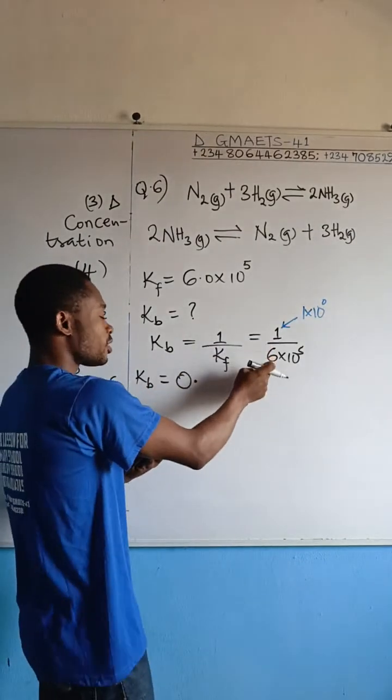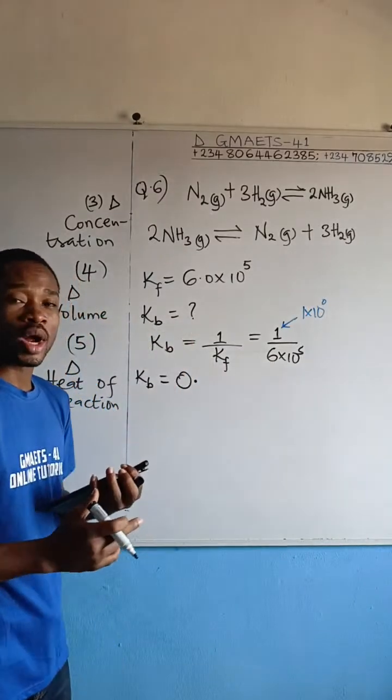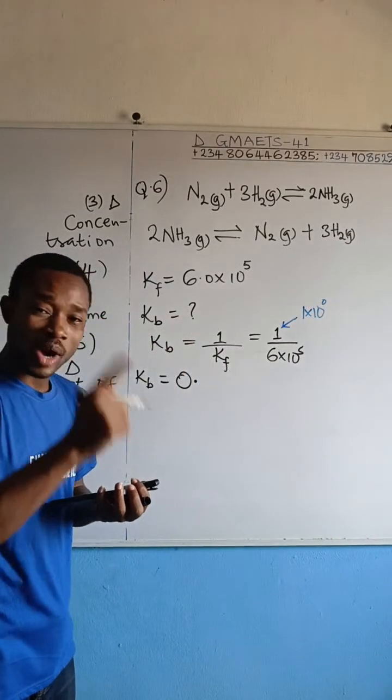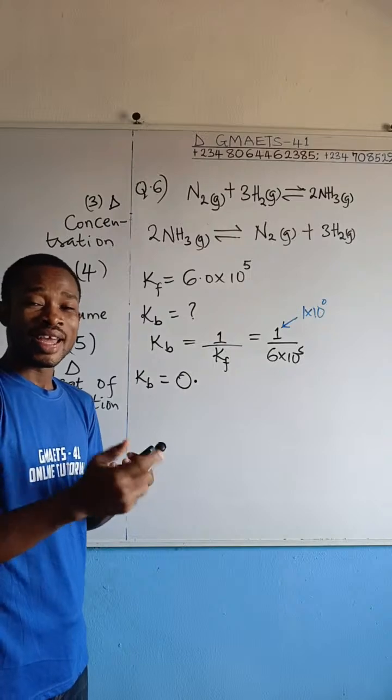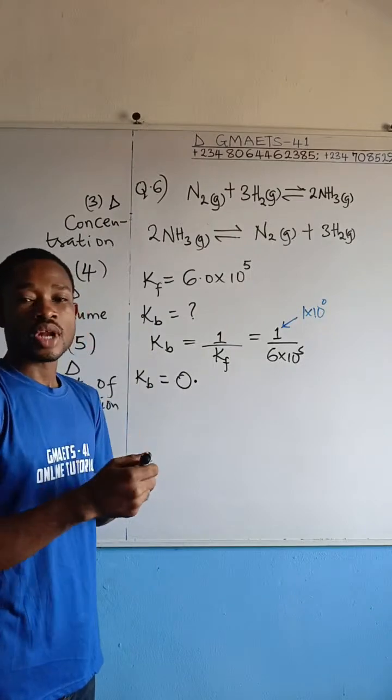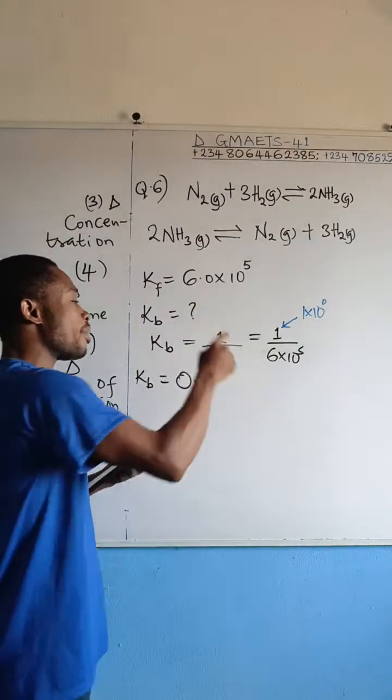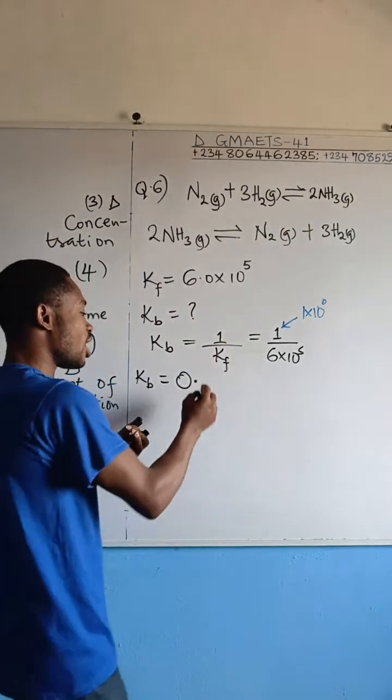So 1 over 6 is 0 times. 6 cannot divide 1. We'll be left with that 1 as a remainder. What do we do with the 1? Attach 0 to that 1, you get 10. And divide 10 by 6. 6 can divide 10 how many times?